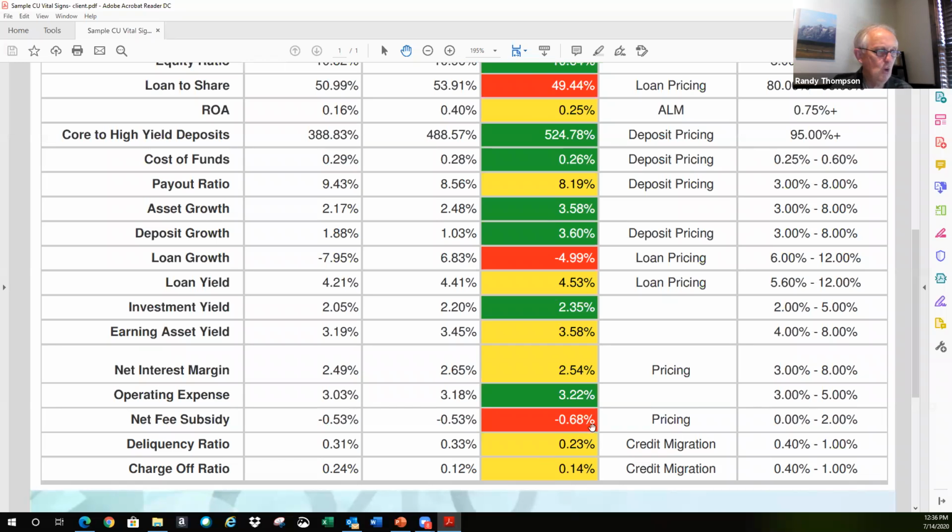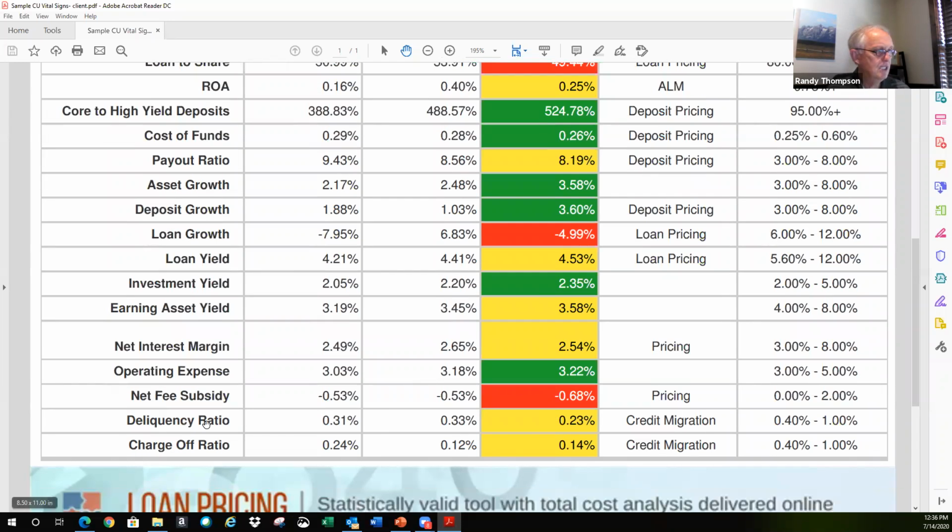So now let's take a look at one more piece, the last piece of this analysis, and that is delinquency ratio and charge-off. When I talk to board members, a lot of them around the country, one of the things I hear the most is we need to get rid of those charge-offs. We need a zero delinquency. Well, let me share with you a personal story.